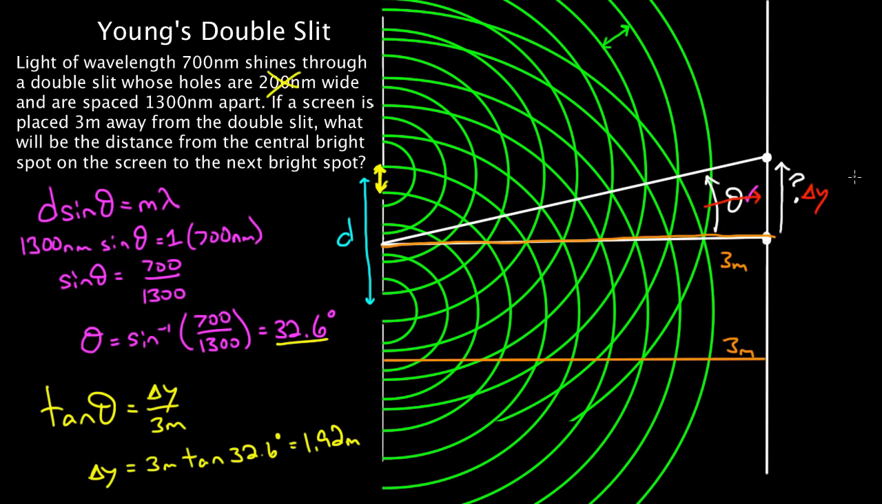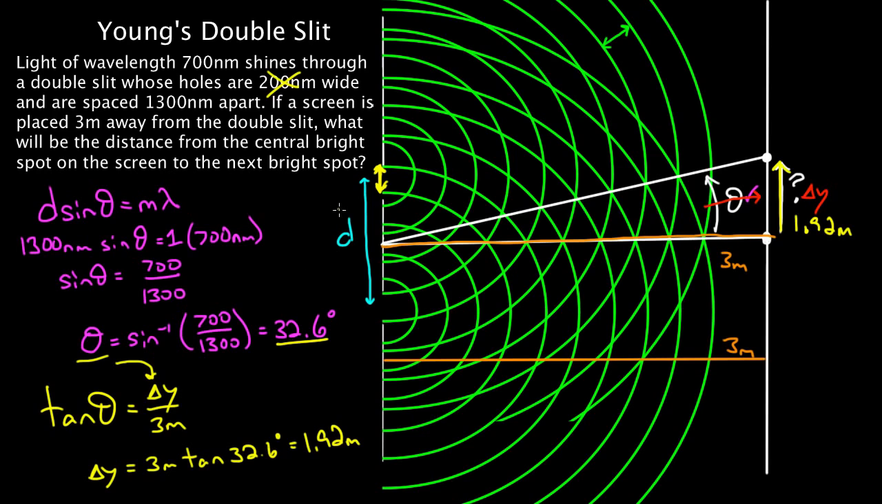meters. That's how big this would be. From here, center point, to the next bright spot is 1.92 meters. That's how you solve this problem. You've got to use a little trigonometry. Once you get your angle, you've got to relate it to a distance vertically on the screen, and this is a common problem using Young's double slit.